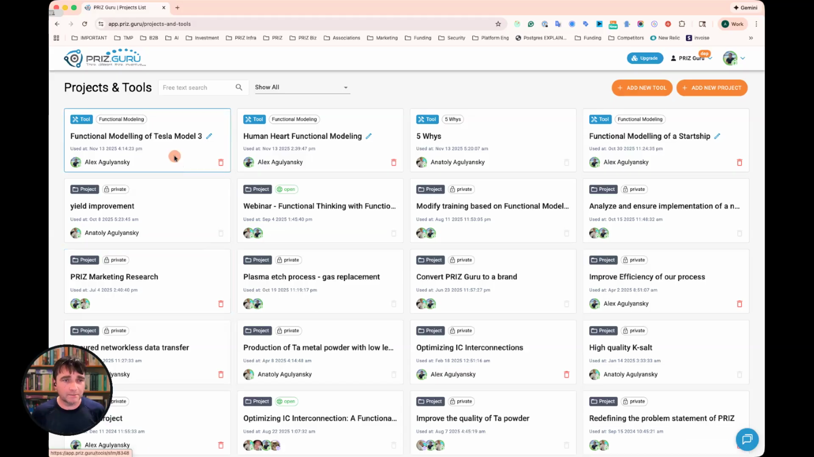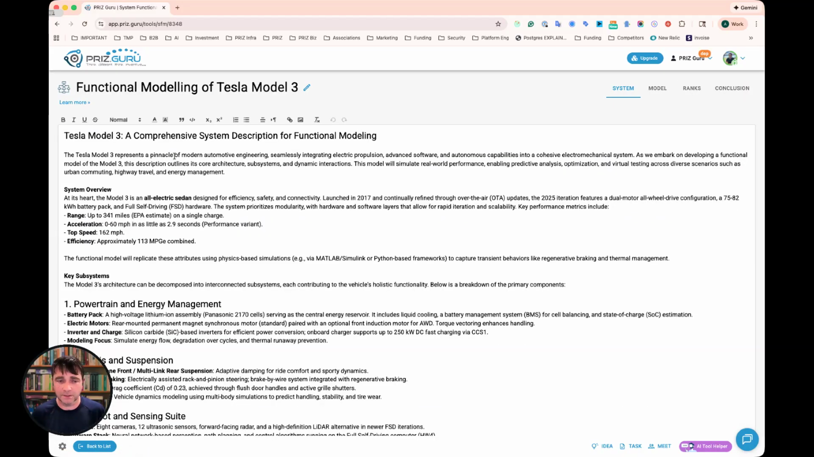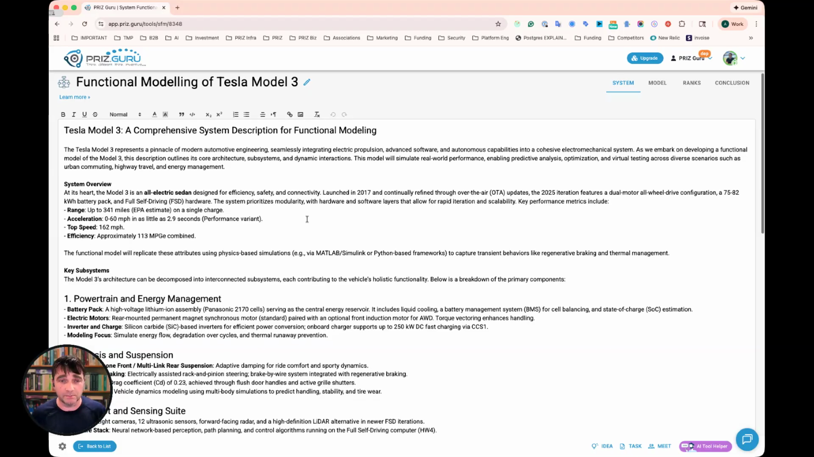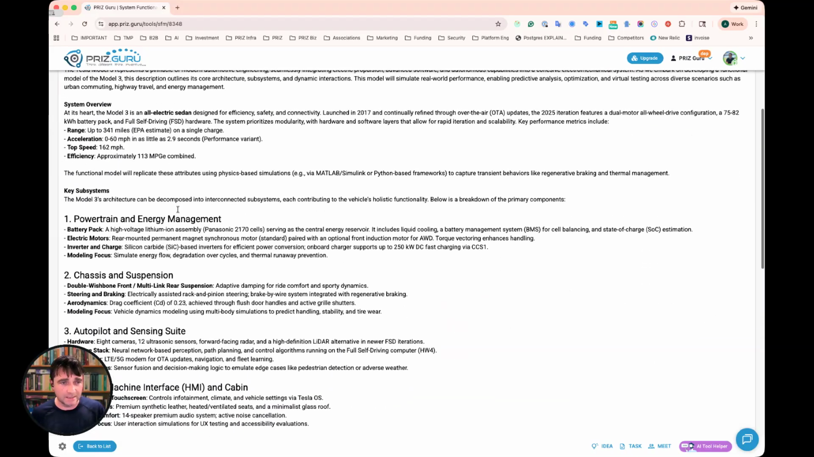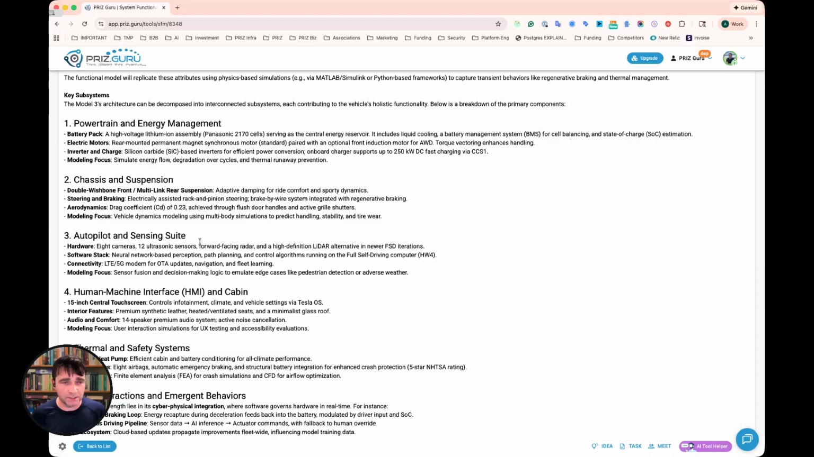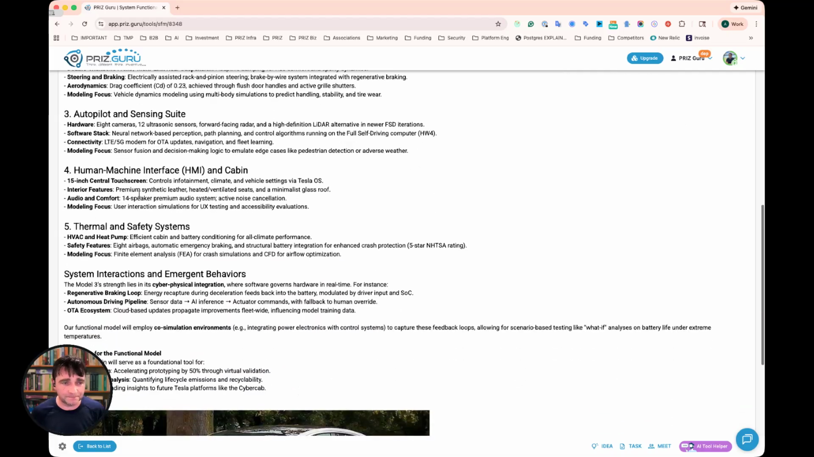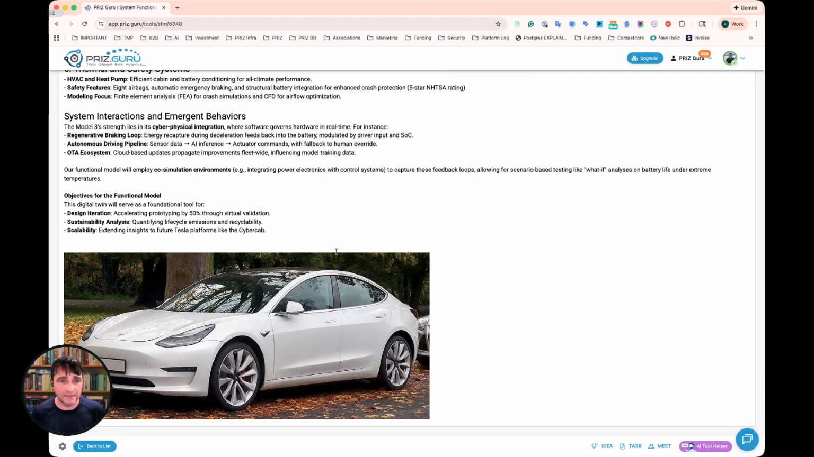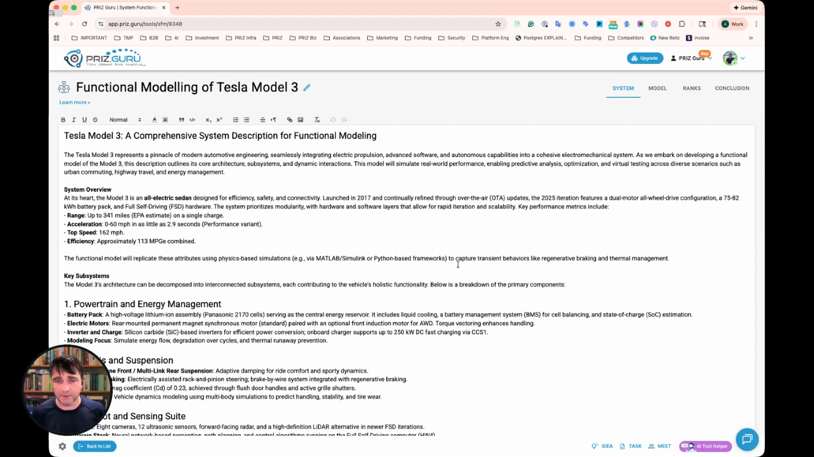Now, the typical process of building a functional model starts from understanding or describing, even to ourselves, what the system is about. What is it we're trying to analyze? In this case, as an example, we took Tesla Model 3, right? And we pulled this description from an LLM. There are some high-level components in here. There's not too much detail, a little bit of detail for every component, but overall, it's a high-level description. There's an image of the car, and that's about it.